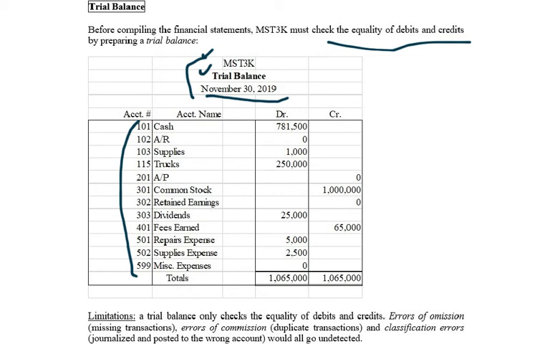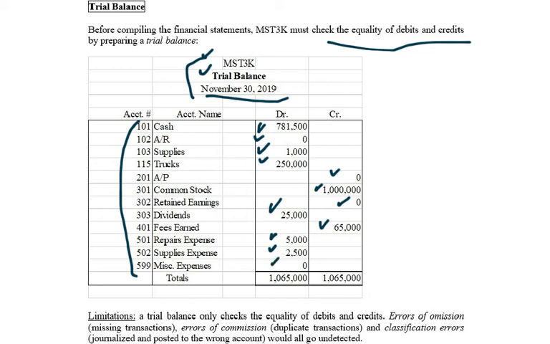So there's our cash balance. Again, we've seen that cash balance before. AR has been reduced to 0, supplies down to 1,000, 250 in trucks. Accounts payable was reduced to 0. Common stock was $1 million. Retained earnings has nothing in it right now because we're not recording anything directly in there. Dividends at 25,000. Fees are in 65. Repairs 5,000, 2,500 in supplies expense, and then nothing for miscellaneous.